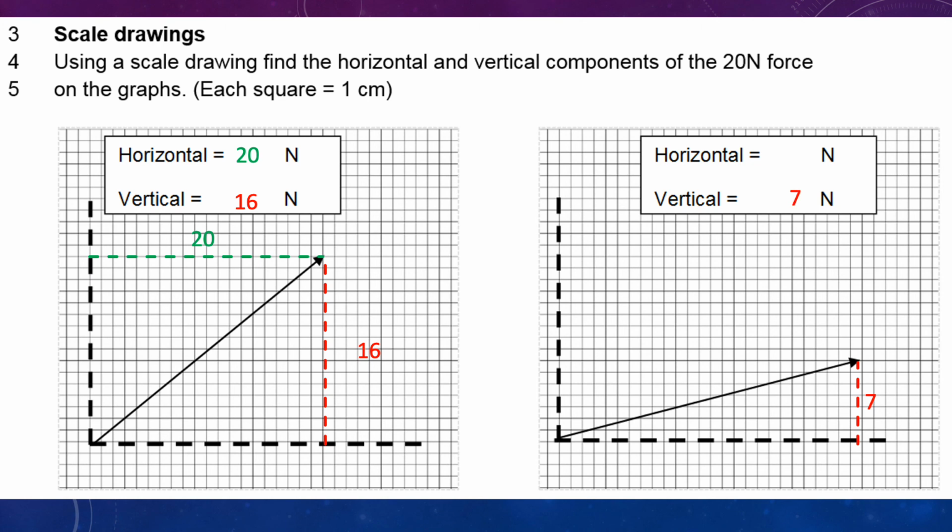And then you do the exact same thing for your horizontal. You start at the arrow again, and you go along until you hit the y-axis. And you count the number of boxes along that dotted line, and you should get 26. And so that's going to be your horizontal component there. All right.